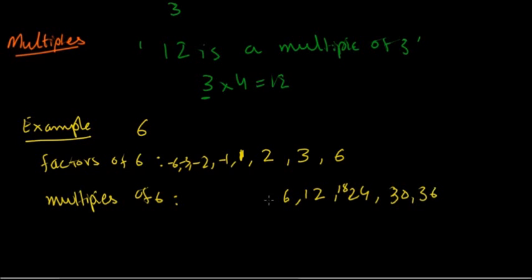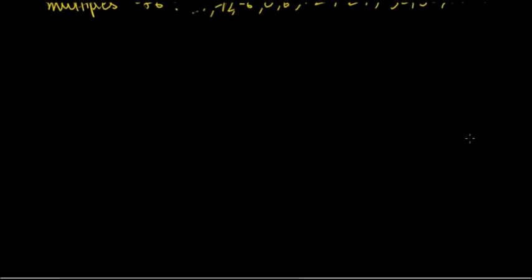On the left side, actually, I'll have 0. 0 is also a multiple, right? Because 0 times 6 is 0. And then I'll have the negative ones similarly. So multiples can be many, actually infinite, right? But factors are a few. Okay, moving on.